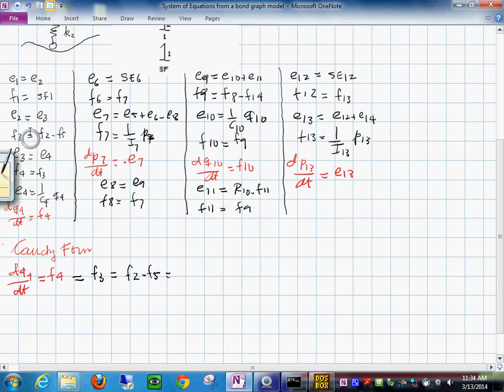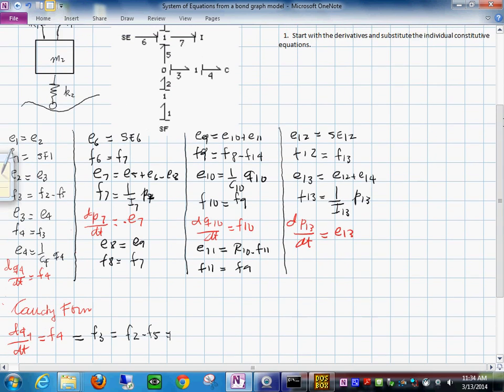And what's f2 here? Did we do f2? I think we're missing an equation here for f2. Let's just add it. In here f2 is f1. So f sub 2, f2 is f1. From here, f2 is f1.